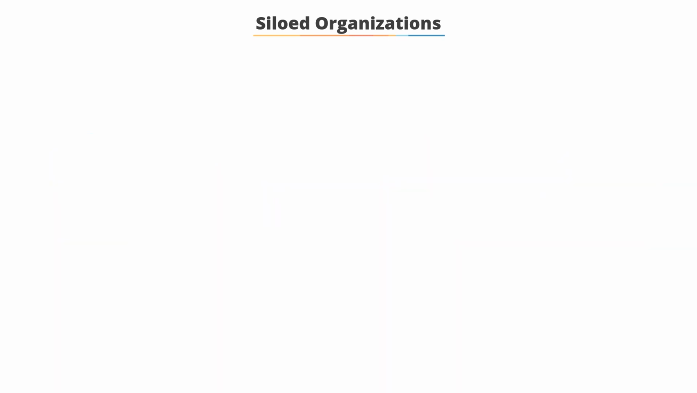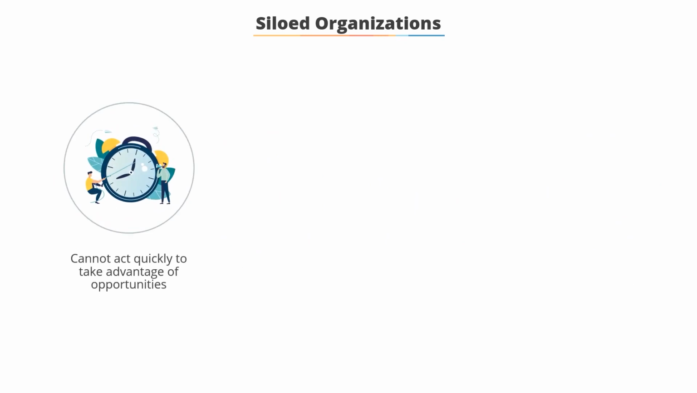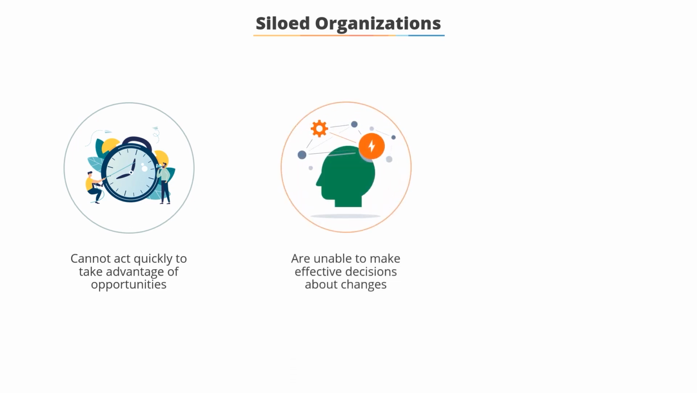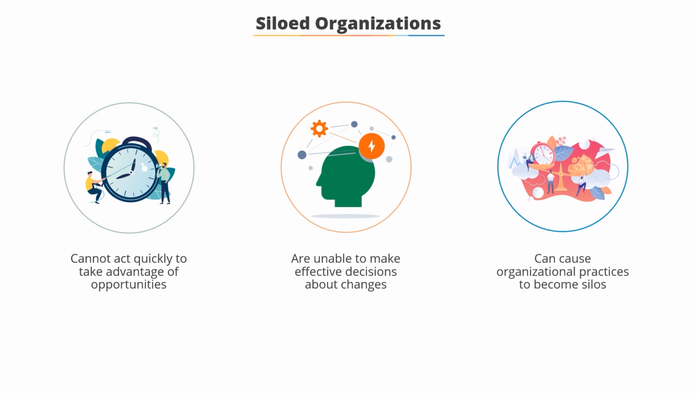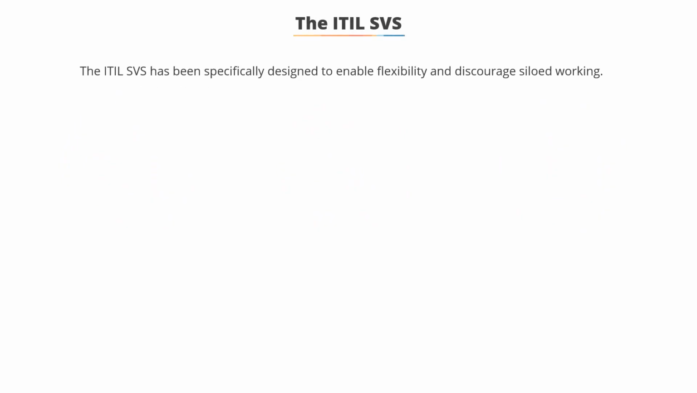A siloed organization cannot act quickly to take advantage of opportunities or to optimize the utilization of resources across the organization. It is often unable to make effective decisions about changes due to limited visibility and many hidden agendas. Practices can also become silos. Many organizations have implemented practices like change management or incident management without clear interfaces with other practices. The ITIL SVS has been specifically architected to enable flexibility and discourage siloed working.